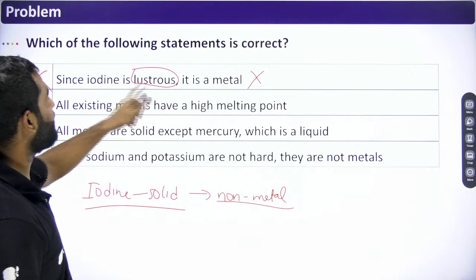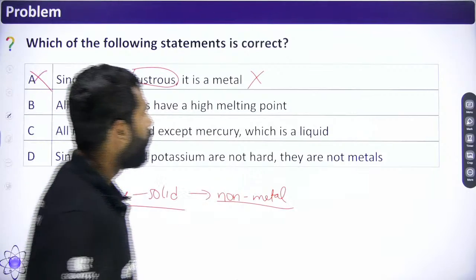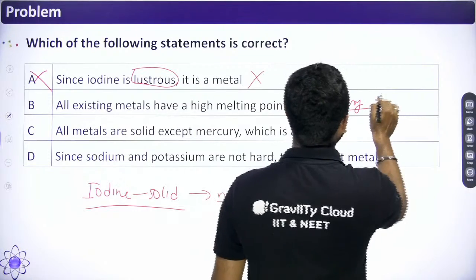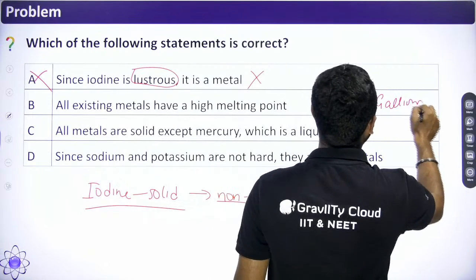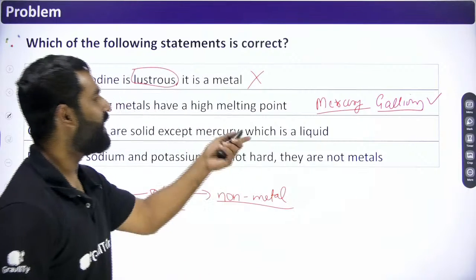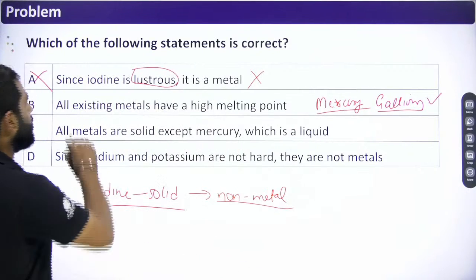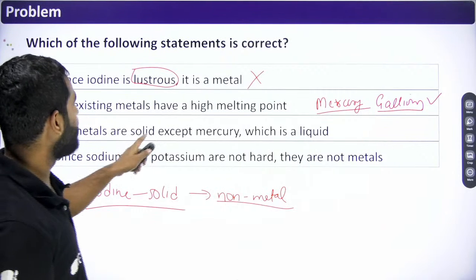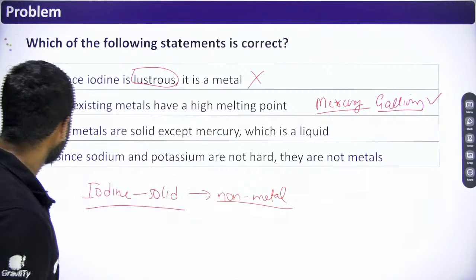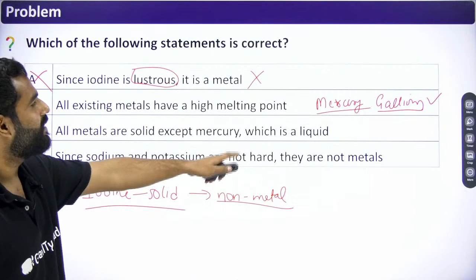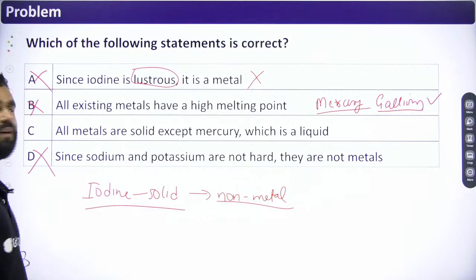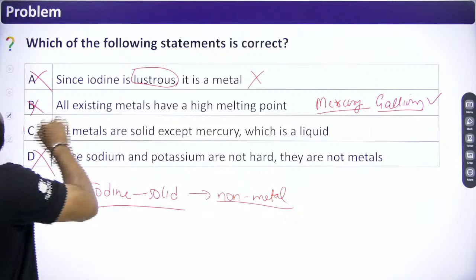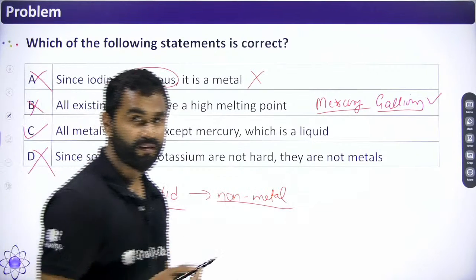B, all existing metals have high melting point. Is it so? No, because we know mercury and gallium are liquid at room temperature. So they do not have high melting point. False. All the metals are solids except mercury, which is liquid. Since sodium and potassium are not hard, they are not metals. False. They are metals, but they are soft metals. Right? So the only correct option is C.